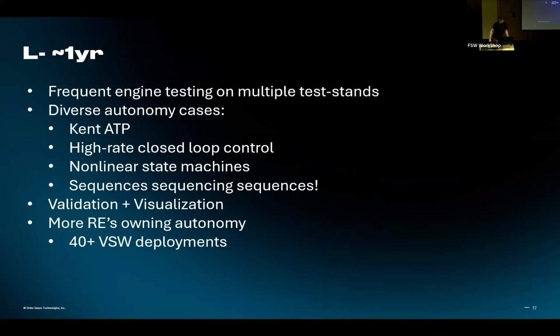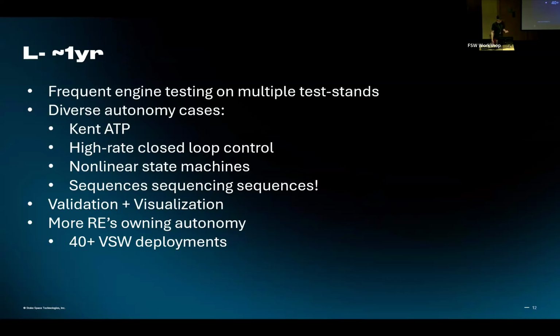So now let's fast forward to right around now. And I want to emphasize here, this is a broad strokes technical maturity L-1 year. I'm not talking about schedule. But what's going on, what's new? So we have frequent testing happening on multiple programs. So we might have a stage 2 and a stage 1 hot fire happening multiple times in the same day. The autonomy cases that we are building are much more interesting and diverse.